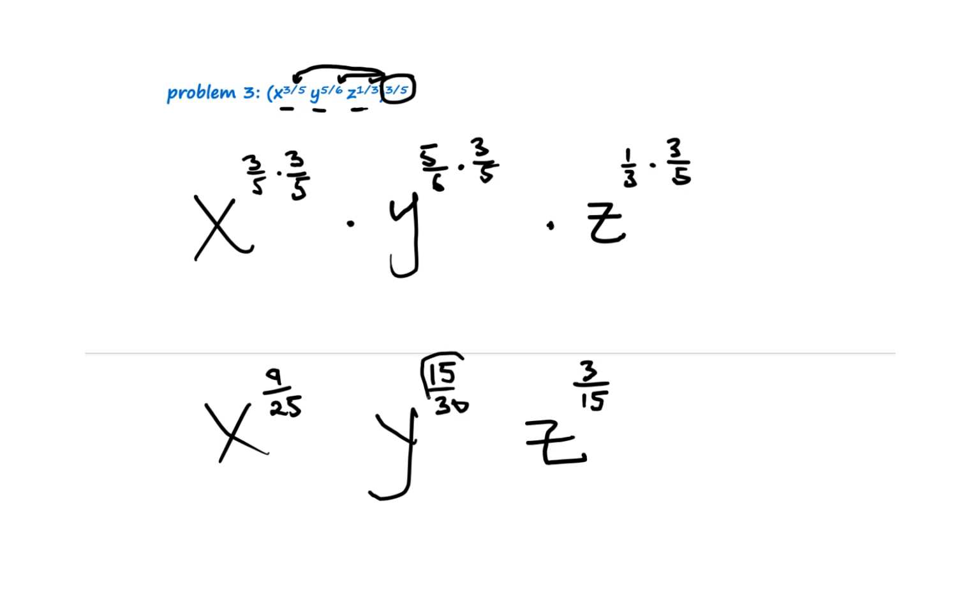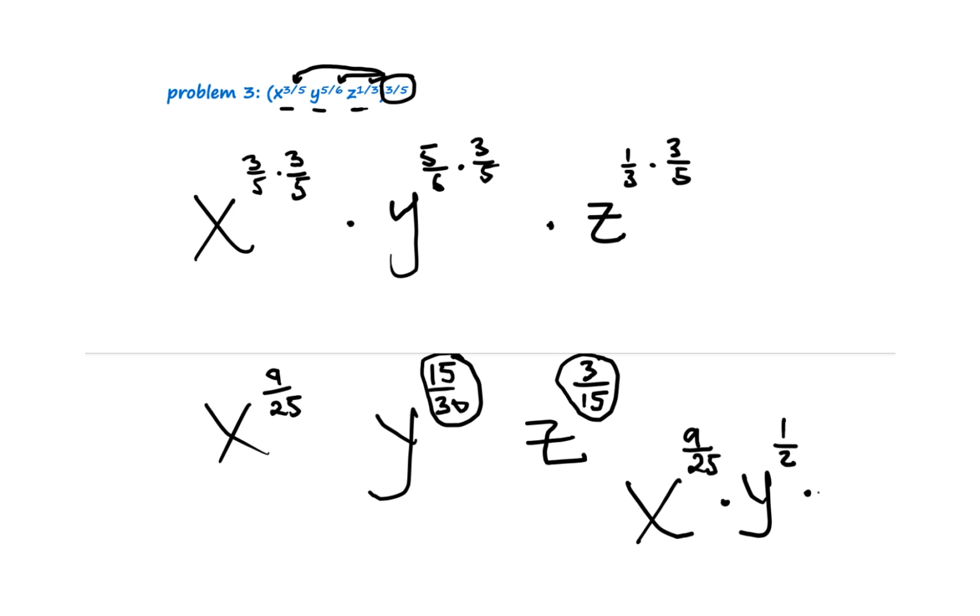Okay, for here, 15 over 30 can be simplified, and 3 over 15 can be simplified, right? So the answer now leaves me to 9, x to the power of 9 over 25 times y to the power of 15 over 30 can be simplified as 1/2, and then 3 over 15 can be simplified to 1 over 5. So that's pretty much. So here we saw that we used multiple bases for one exponent. You take that exponent and you distribute to the other exponents.